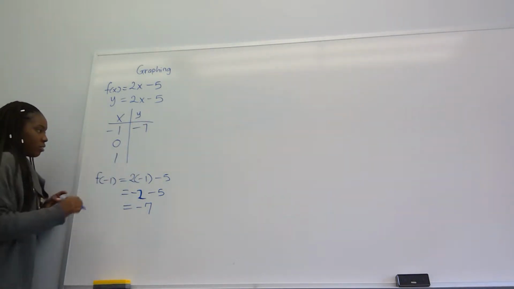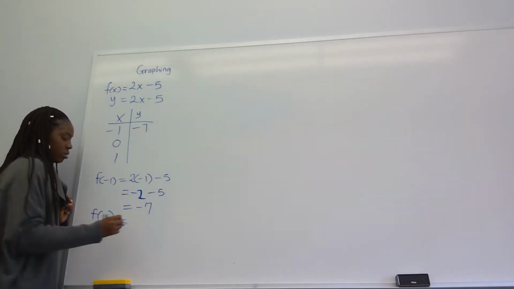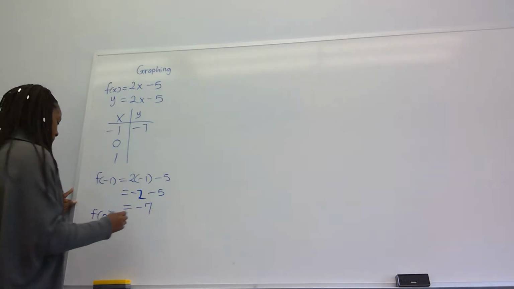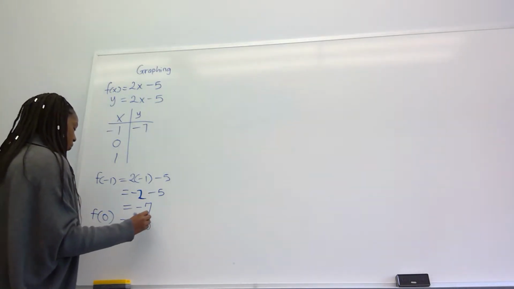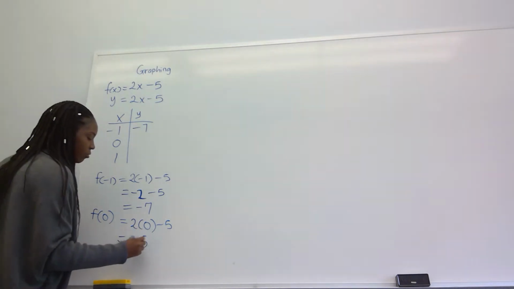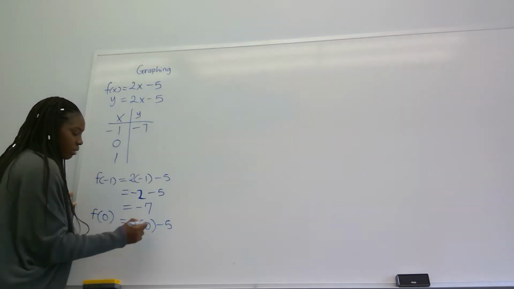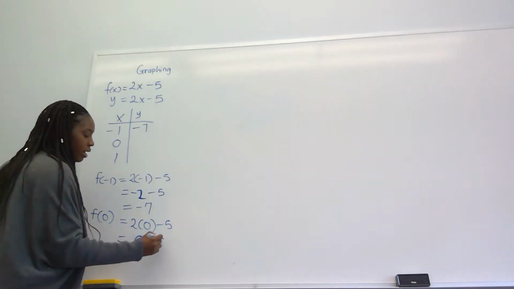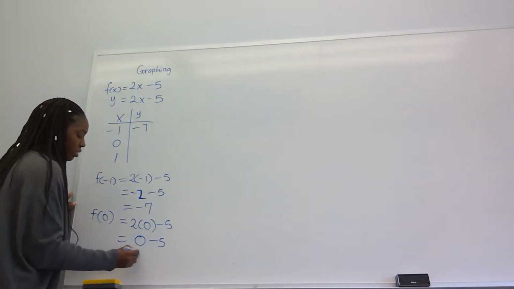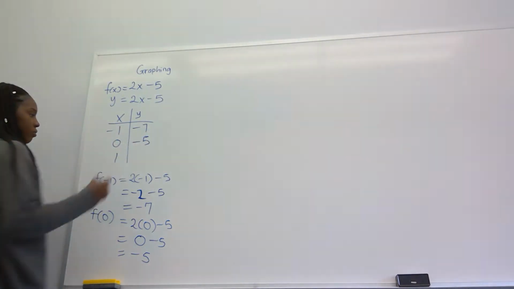So when x is 0, f of x is going to equal 2 times 0 minus 5, which would give us a -5. Or let's just say 2 times 0 gives us 0, minus 5. 0 minus 5 gives us a -5. So here we're going to have a -5.